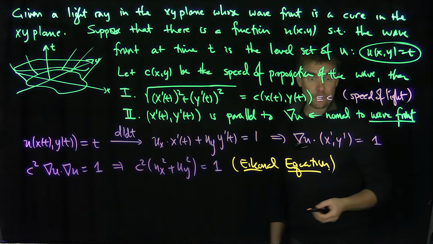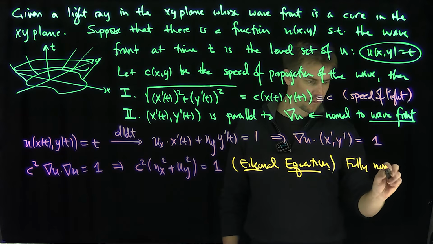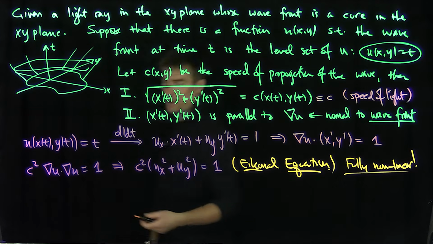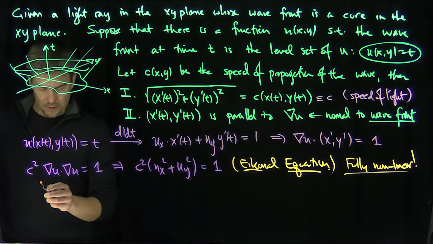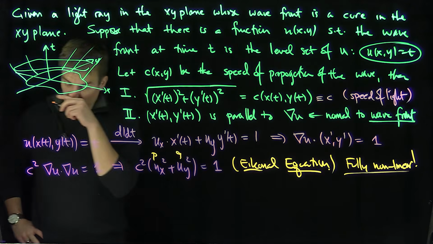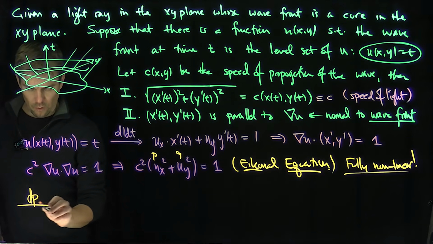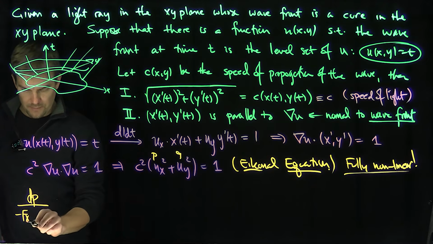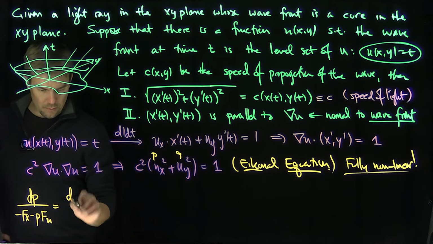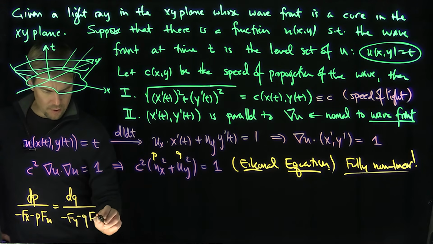And it's a fully nonlinear PDE, right? It's fully nonlinear. Nonetheless, it's fairly easy to solve. Let me show you how, okay? So what are our characteristics? Our characteristics for this are going to be what? Well, this, of course, is like my p, and that's my q, right? So we have dp over negative fx minus p fu is equal to dq over negative fy minus q fu.